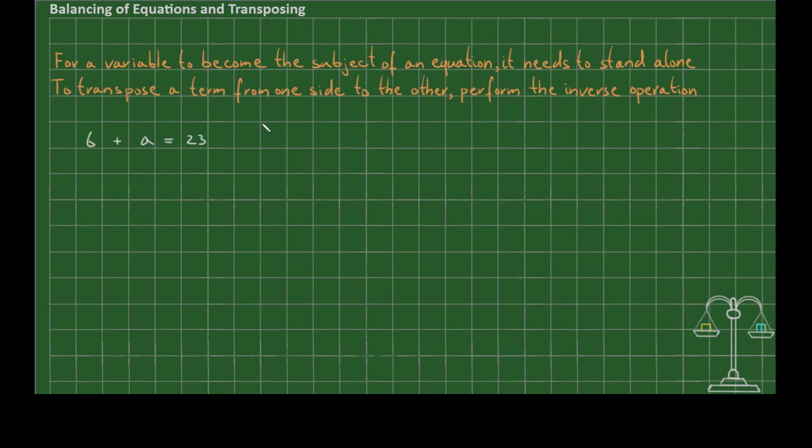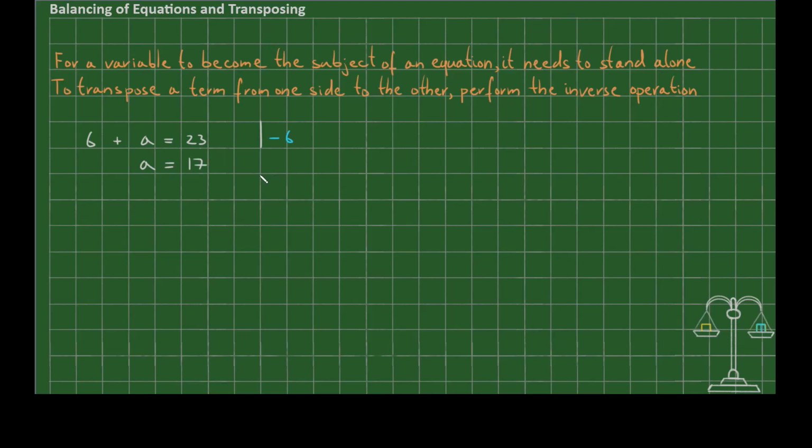Here I have 6 plus a equals 23. I want to make a the subject of the equation. What is currently in the way? Well, this positive 6 is in the way. And the way to transpose a positive value or a positive term is to subtract it from both sides. So I'm going to draw my little bar and I'm going to say in the next step, subtract 6 from both sides. Positive 6 minus 6 is 0, and I'm left with a. On the other side, I will have 23 minus 6, well, that is 17. I have solved for a.